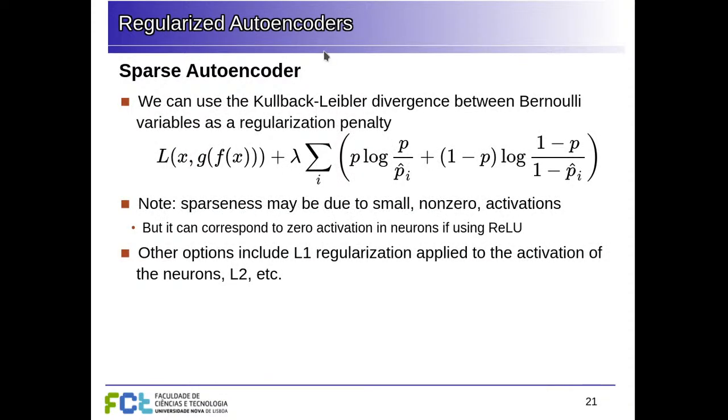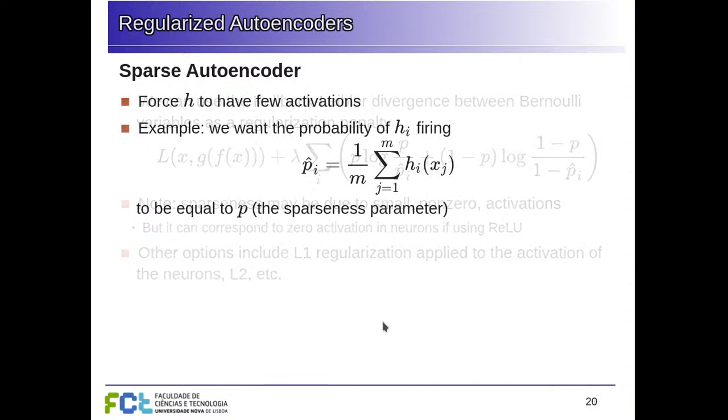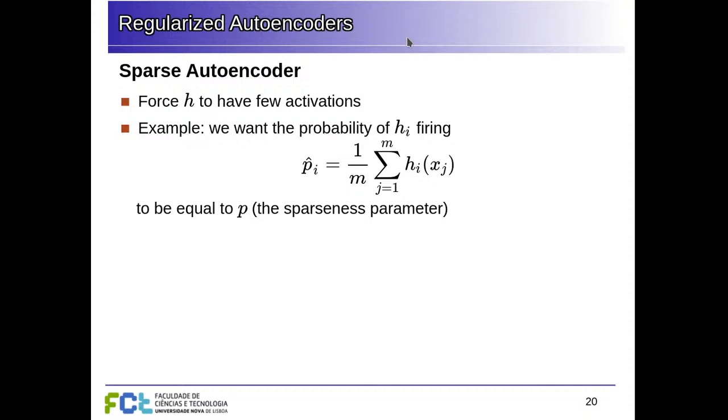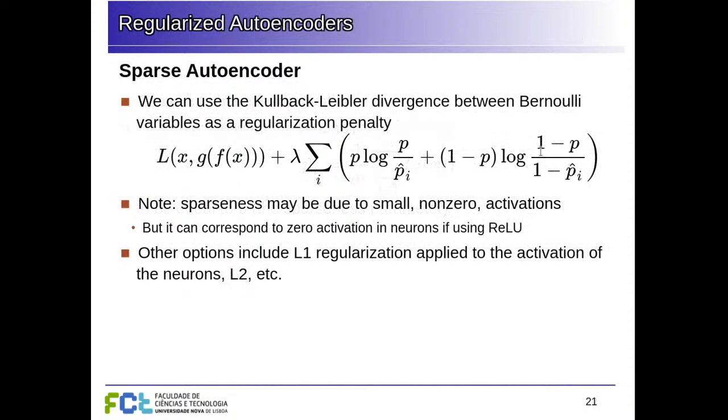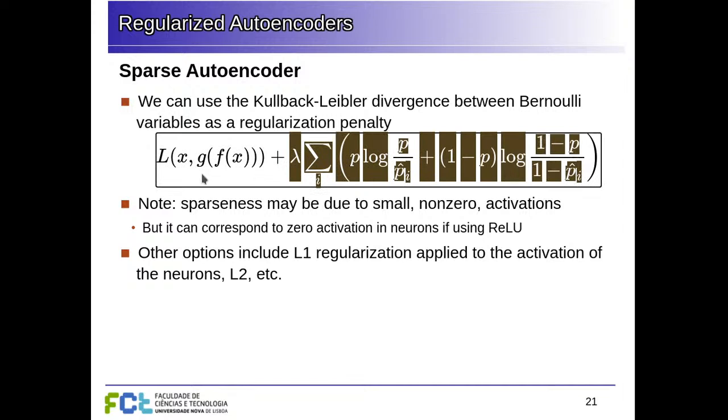So we can do this by using the Kullback-Leibler divergence. We saw this before. This is a measure of the divergence, the difference, so to speak, between two distributions. And we can use this to distinguish between a Bernoulli distribution with a probability P, the probability of the neuron firing for each example, considered for a batch of examples, and what we are measuring in our data. And we include this as a regularization parameter in the training of the network.